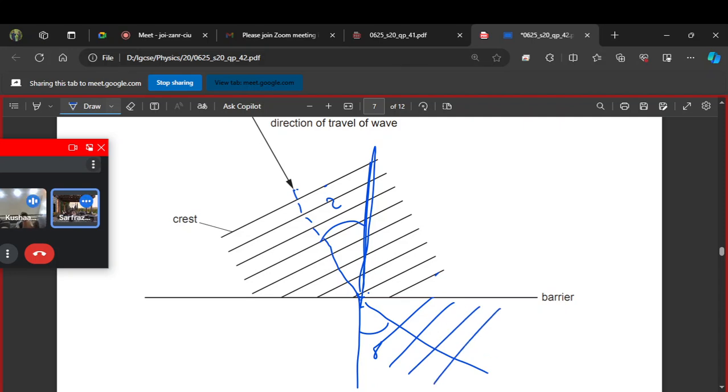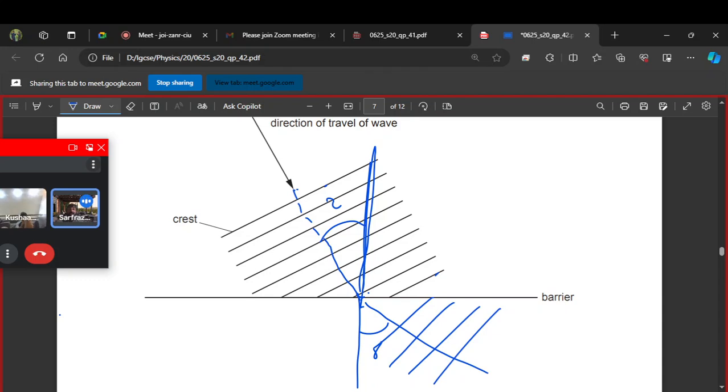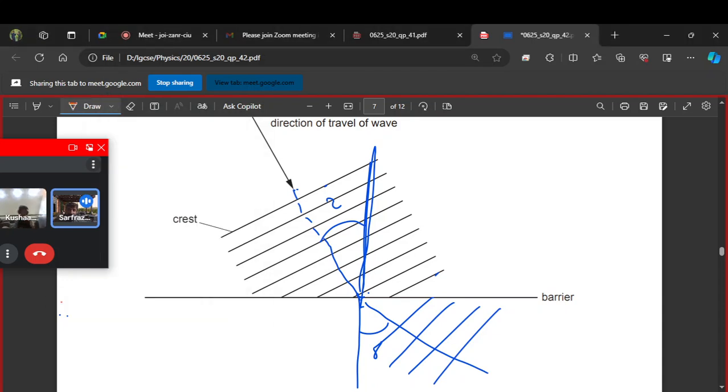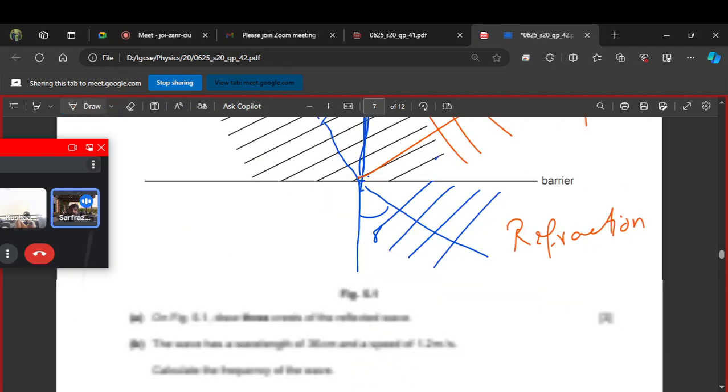Is it okay? Yes, sir. Have you got the answer for refraction and reflection? So for reflection, this would be in this direction, in this way. This is for reflection, and this is for refraction. Now move to the next question.